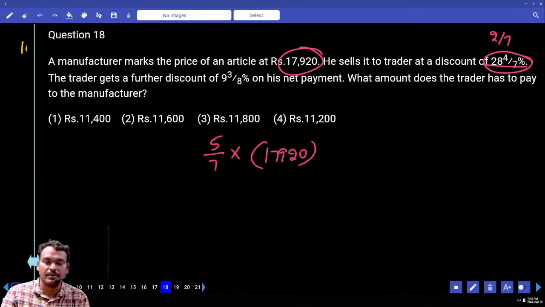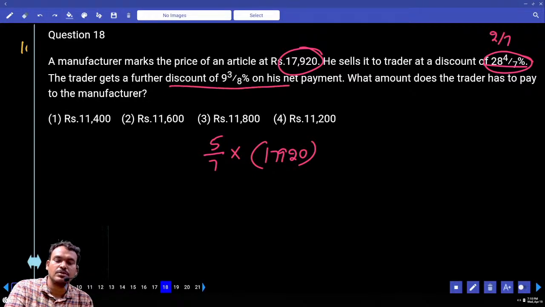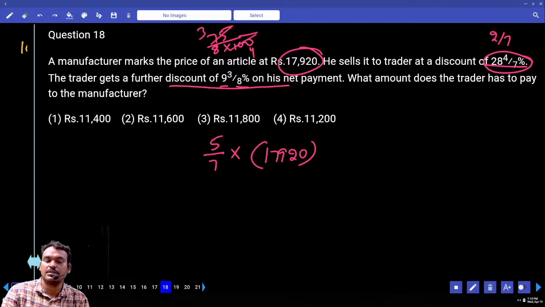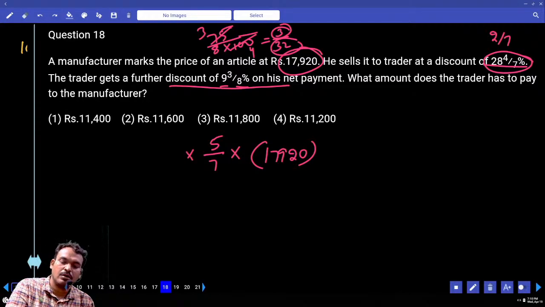5 by 7. Again, further discount is how much? 9 3/8%. 8 nines are how much? 72. Plus 3 means 75. 75 by 800. 8 into 100. 25 how many times? 3 times. 25 4 times. It is 3 by 32. What is the meaning? Out of 32 parts, how many parts are discount? 3 parts. What is the remaining? 29 by 32 parts.